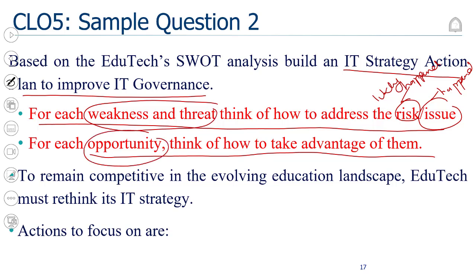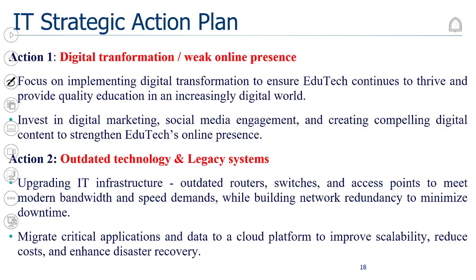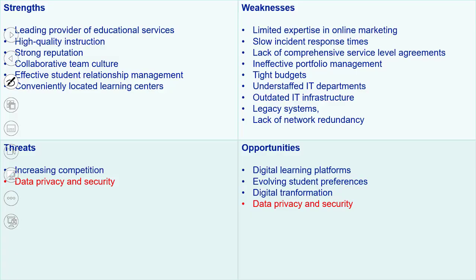Strength is already strength, so you are not concerned about the strength. It's your advantage. But look for your weaknesses and look for your opportunities, and then think of how you can address them. So in this particular case, for example, I picked something like digital transformation, or weak online presence. That was a problem that we identified here. Okay, where was that?